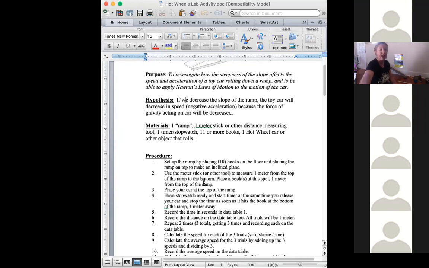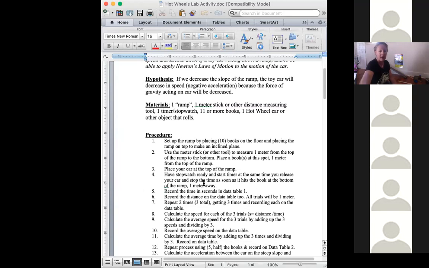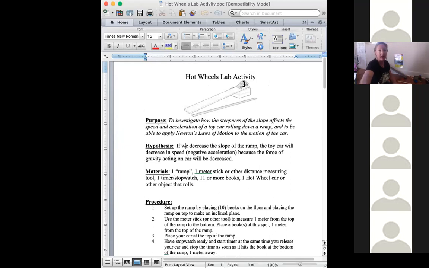Okay, so we have set up the ramp. We are going to have our toy car or whatever object that rolls at the top of our ramp, and we are going to be having our timer ready as well. Right as we release the car at the top of the ramp, we are going to hit start on our timer, and then we're going to hit stop on our timer as soon as the car hits the book 1 meter away. So we're going to be timing the amount of seconds it takes for the car to go from the top of the ramp to the bottom of the ramp 1 meter away.